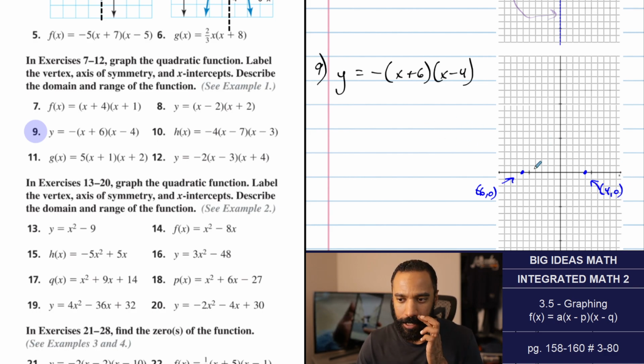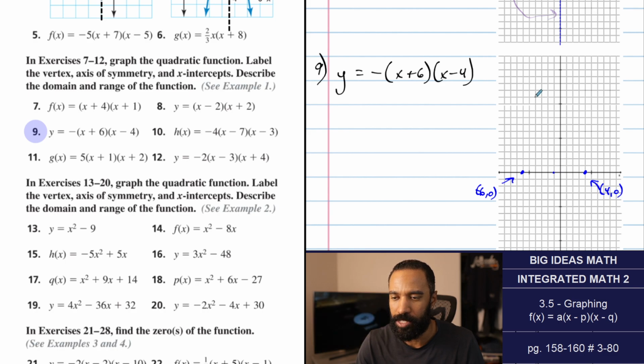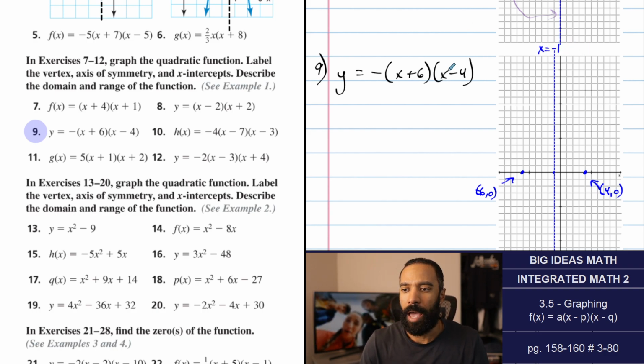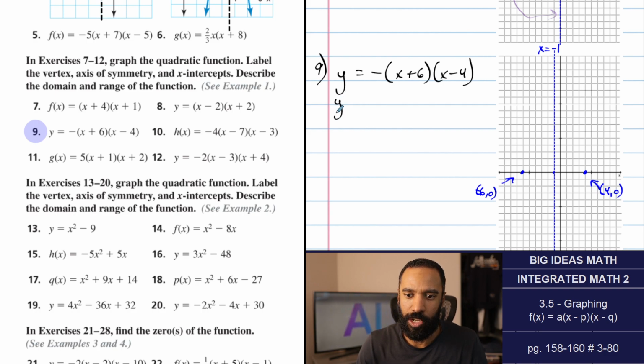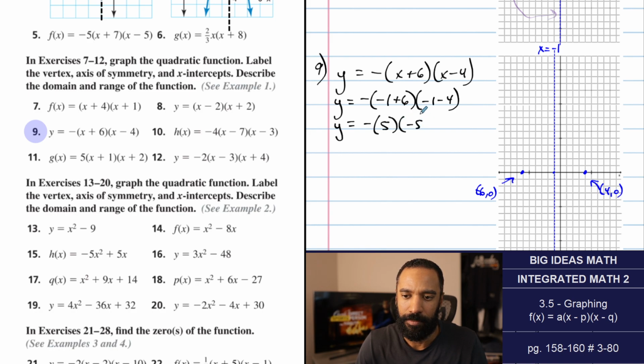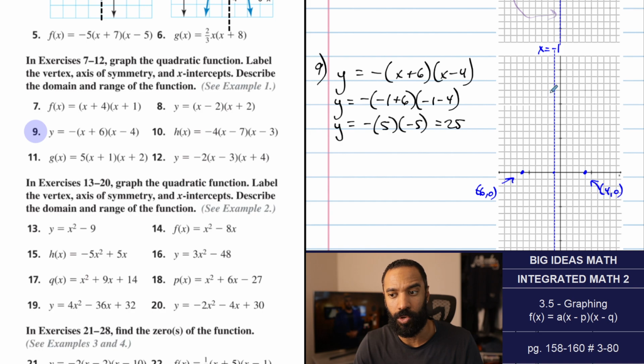Okay. The axis of symmetry is right in between. These are 10 apart from each other, so 5 apart from each other is at -1 right there. That's where you're going to have your axis of symmetry. So that is x equals -1. I'm going to substitute -1 into this equation to find the y value of the vertex. So we're going to get the opposite of -1 plus 6 times -1 minus 4. And that is the opposite of 5 times -5, which is positive 25. This graph does go upside down, so it makes sense that it's going to be up high.